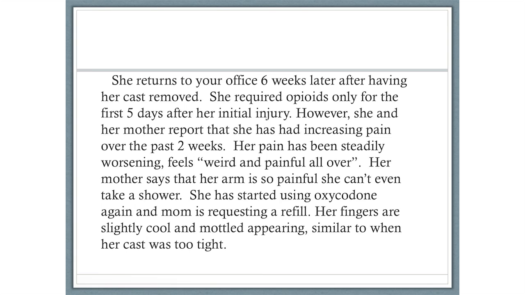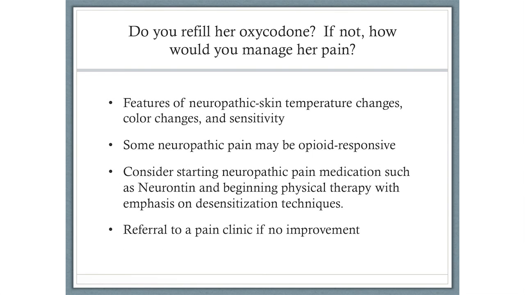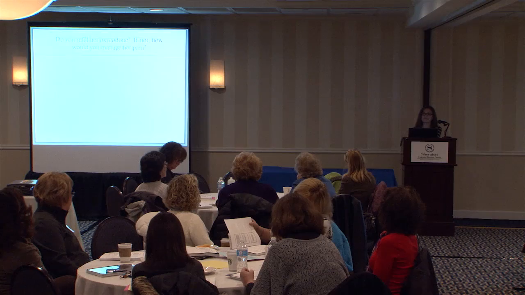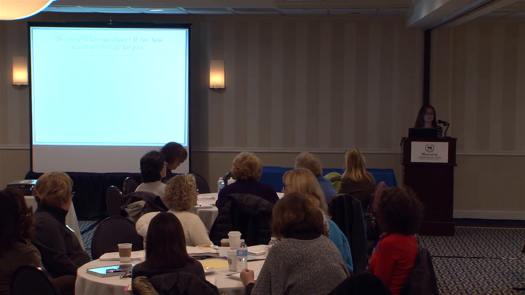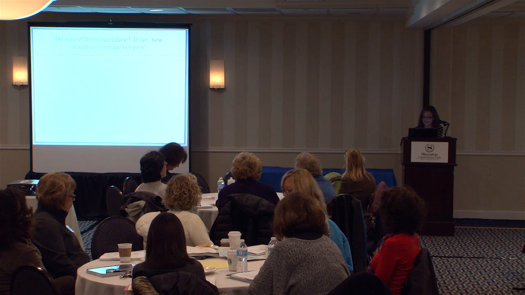It's painful all over. Her mother says she can't even take a shower because it hurts her arm. And now she's starting to use oxycodone again, and they're there for a refill. You notice that, once again, her fingers are cool and there's mottling, similar to when her cast was too tight. So how do you approach this? Do you refill? Do you think opioids are appropriate? Any ideas what might be going on?